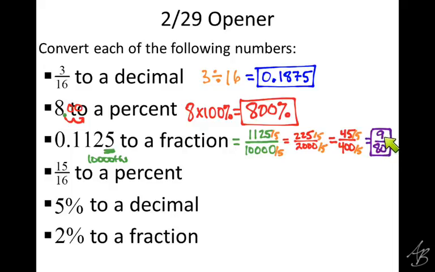Okay, and I know I can't reduce it. Even though 9 is divisible by 3, I know the bottom's never going to be divisible by 3. I only have to check 2 or 5, right? I can't reduce the 9 by 2. I can't reduce the 9 by 5, so I'm done.